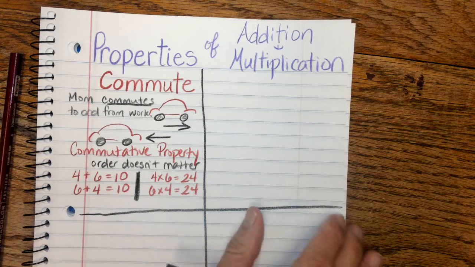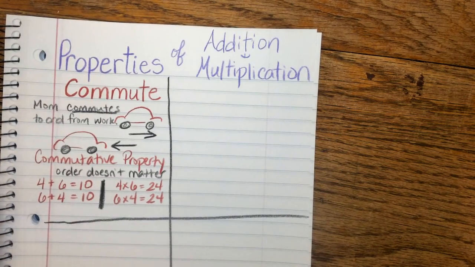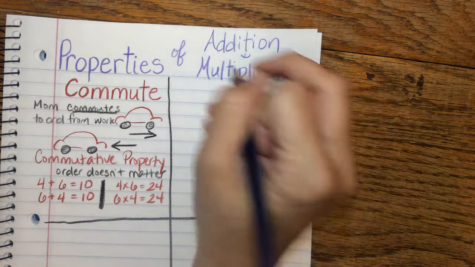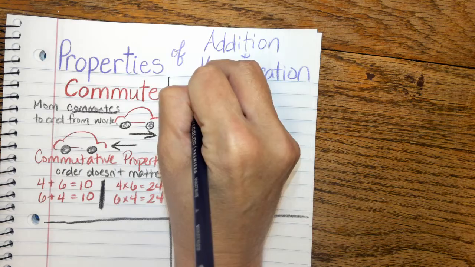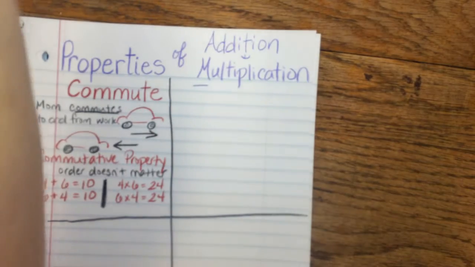Okay, so the next one I want to talk about is the identity property. Okay, so identity.